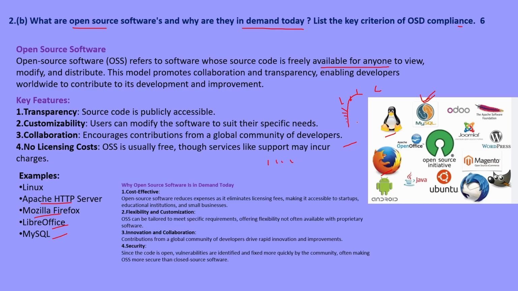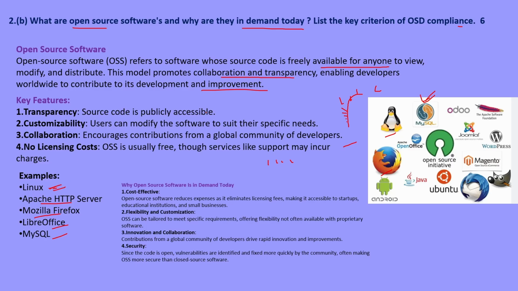Coming to open source software, this model promotes collaboration and transparency. Collaboration means gathering information, enabling and developing worldwide contributed developments and improvements. That's why we call open source environments like Linux. Linux is an operating system you can create and customize according to your desired requirements.